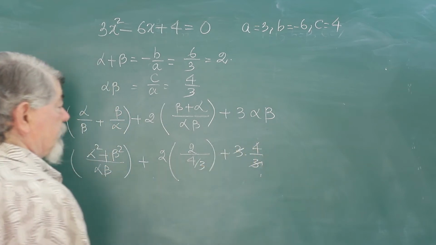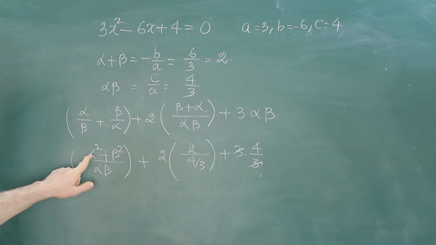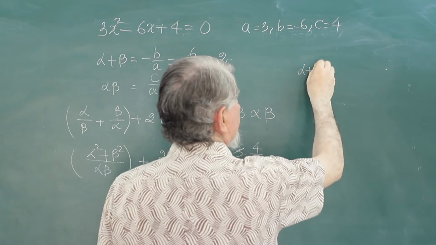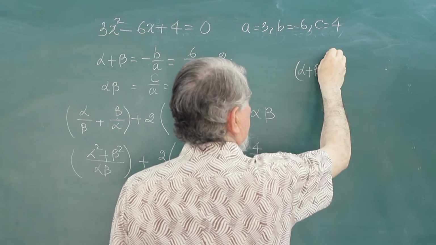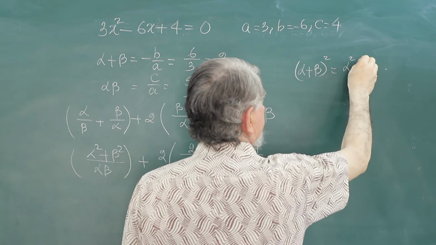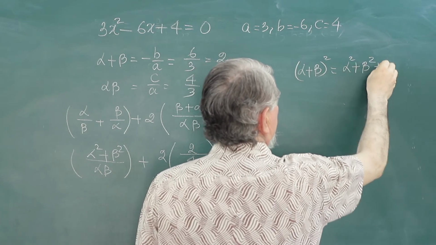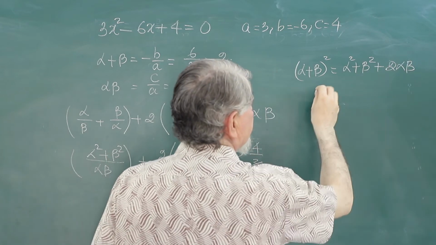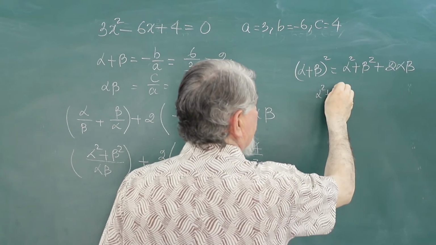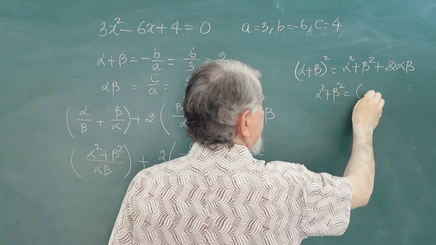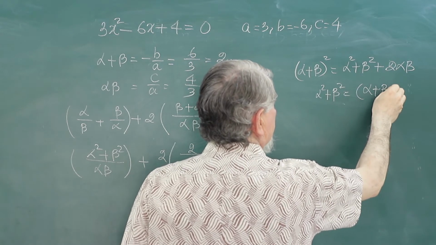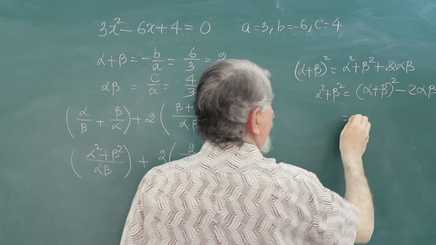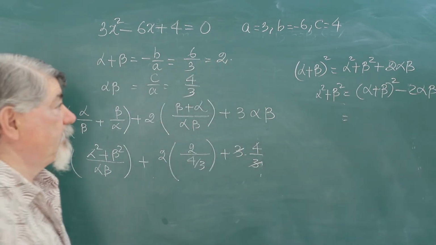So 3 will cancel. Now alpha square plus beta square. We know alpha plus beta whole square is alpha square plus beta square plus 2 alpha beta. So alpha square plus beta square is alpha plus beta whole square minus 2 alpha beta. And what is the value of alpha plus beta? It is 2.